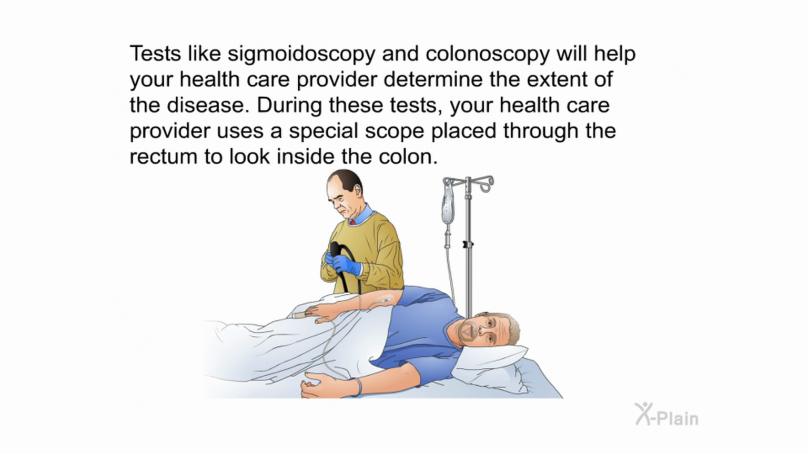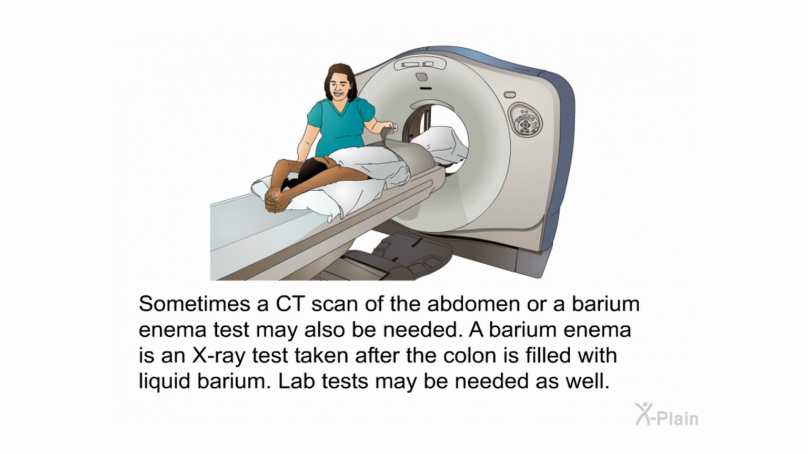Tests like sigmoidoscopy and colonoscopy will help your healthcare provider determine the extent of the disease. During these tests, your healthcare provider uses a special scope placed through the rectum to look inside the colon. Sometimes a CT scan of the abdomen or a barium enema test may also be needed. A barium enema is an X-ray test taken after the colon is filled with liquid barium. Lab tests may be needed as well.